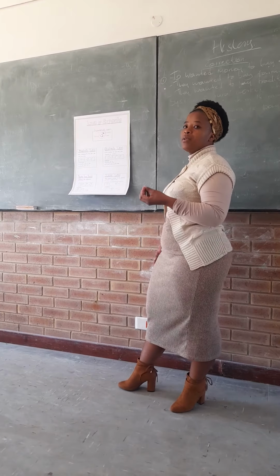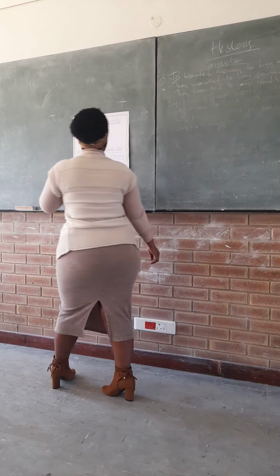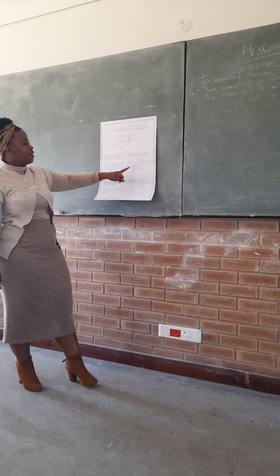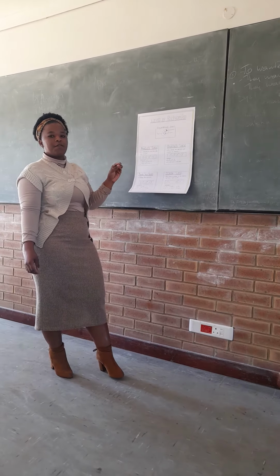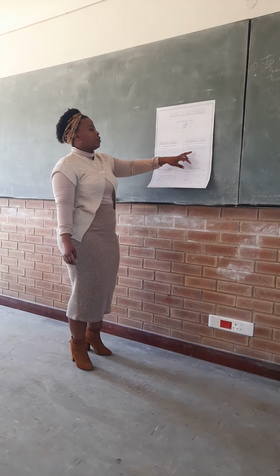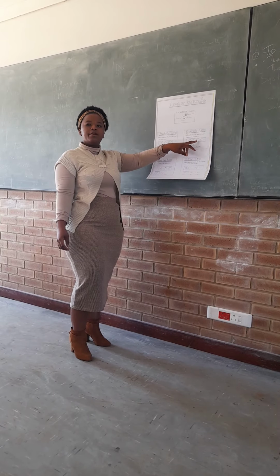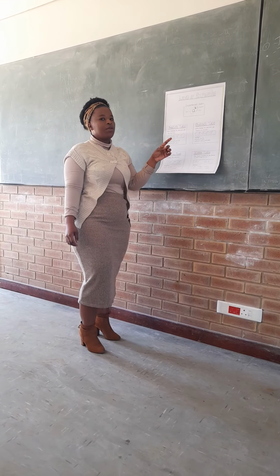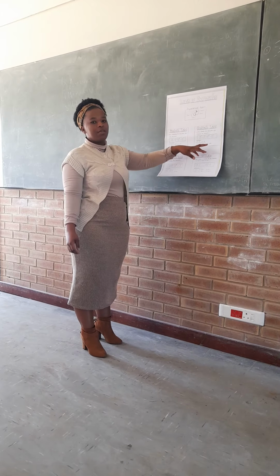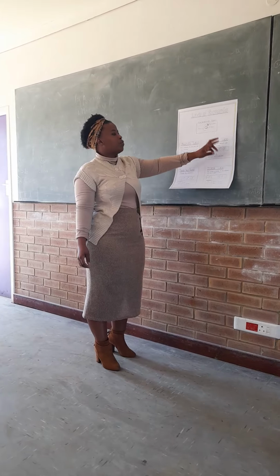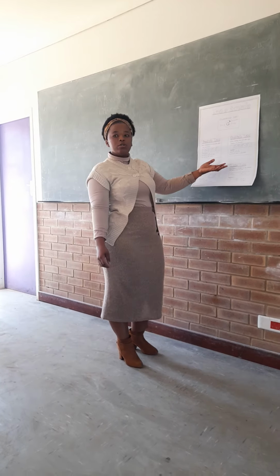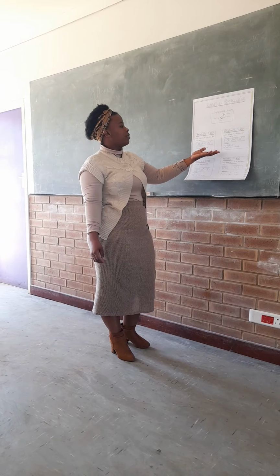And our law in mathematical expression says we have A to the exponent of 10 divided by A to the exponent of 5, which is going to be A to the exponent of 10 minus 5. What is 10 minus 5? 5. So we're going to have A to the exponent of 5.